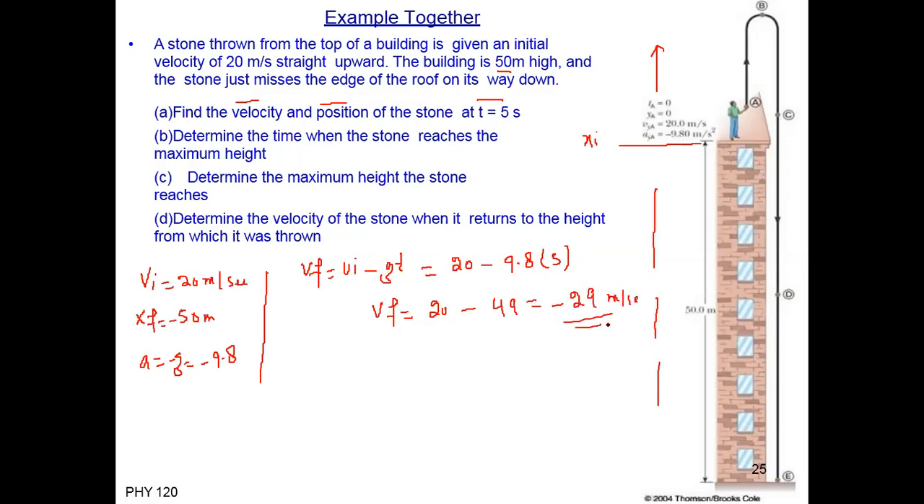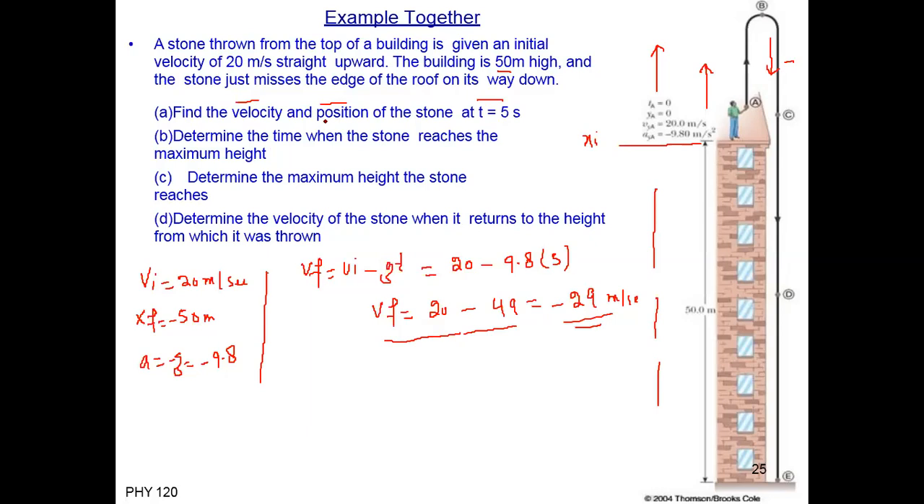The minus sign means that when the body is moving upward, velocity is positive, but when the body is moving downward, velocity will be negative. This means that after 5 seconds, the velocity will be minus 29. This negative sign shows that the body is moving downward. Okay, this is the final velocity.